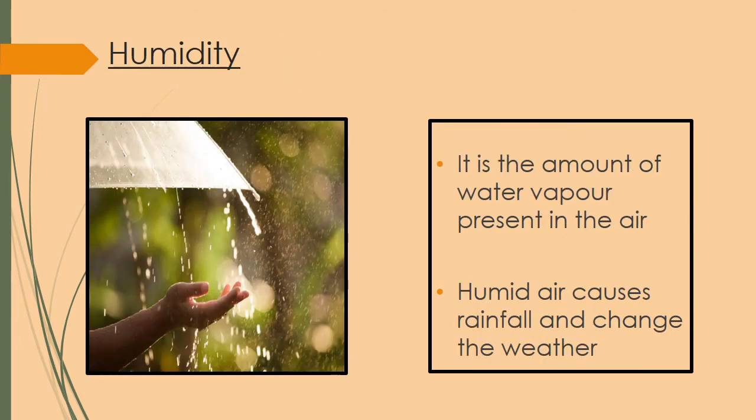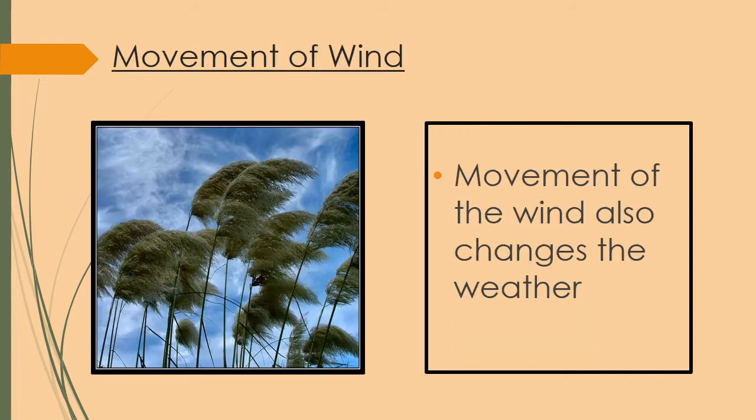Now, the next is humidity. What do you mean by humidity? It is the amount of water vapor present in the air. Humid air causes rainfall and changes the weather. In science also you have studied about humidity. Water evaporates from lakes and ponds and forms water vapor. This is known as humidity, and this is also an important factor of rainfall.